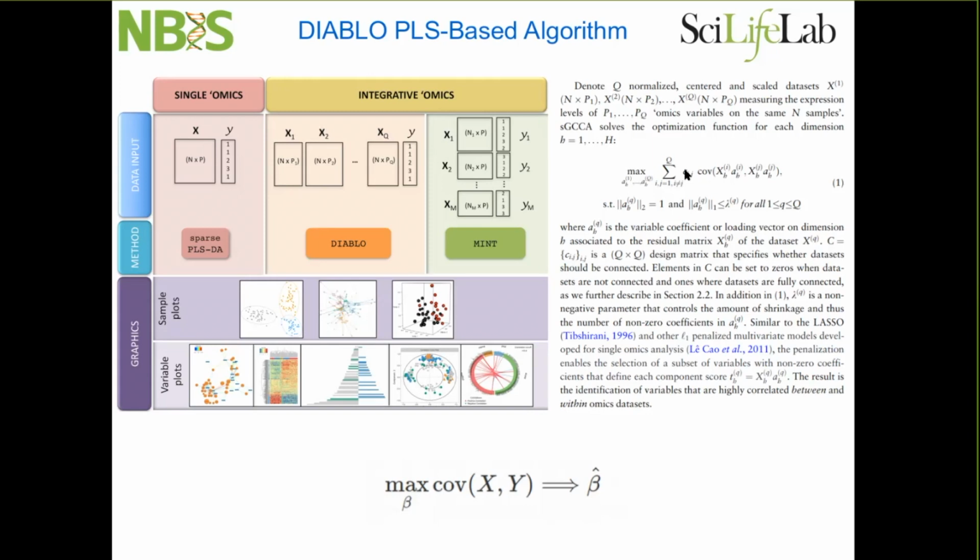And here the indexes I and J correspond to different omics, and the C prefactor measures a prior knowledge about the a priori relation between your different omics. And this is a hyperparameter actually, while beta here is a parameter that you optimize.